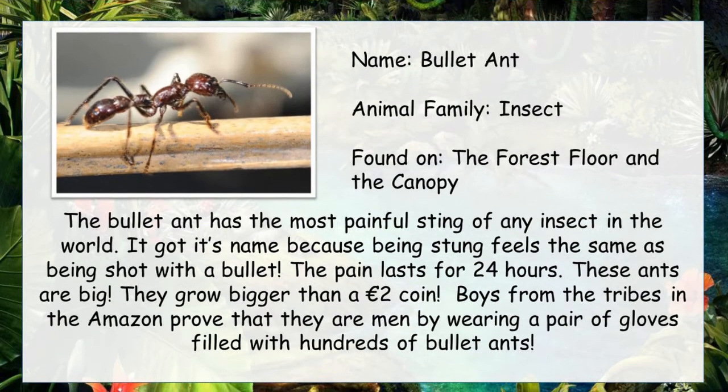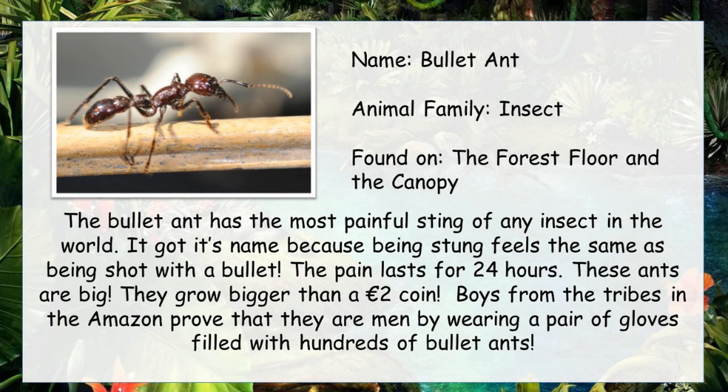Well, this innocent-looking insect is none other than the bullet ant. Of course, he is in the insect family group, and he can be found on the forest floor, but also up in the canopy. The bullet ant has one of the most painful stings of any insect in the world. It got its name because being stung by a bullet ant feels exactly the same as being shot with a bullet. The pain can last for 24 hours, and these ants are big. They grow even bigger than a €2 coin.